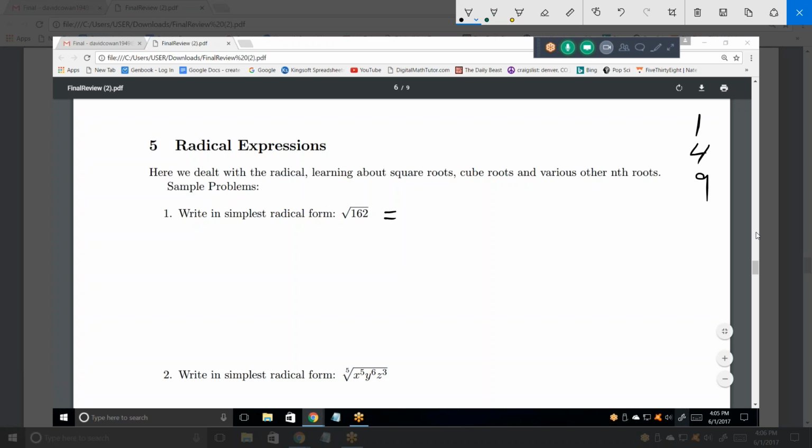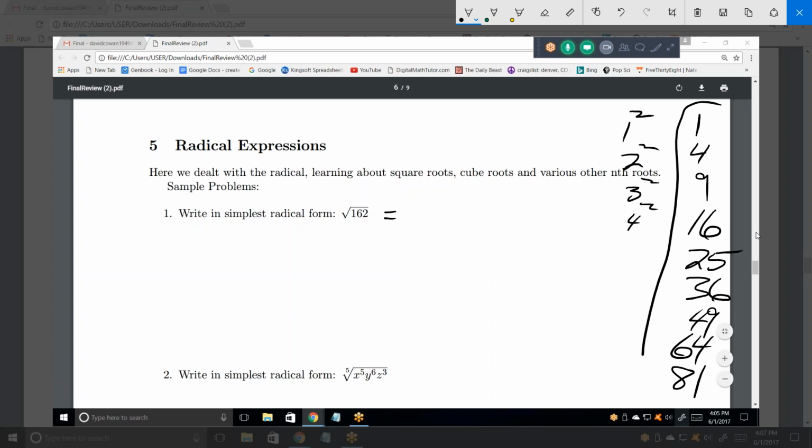Keep going. 1 squared, 2 squared, 3 squared. What's 4 squared? 16. Keep going. 25. Keep going. 36. Keep going. 49. Keep going. 64. Keep going. 81. Stop.